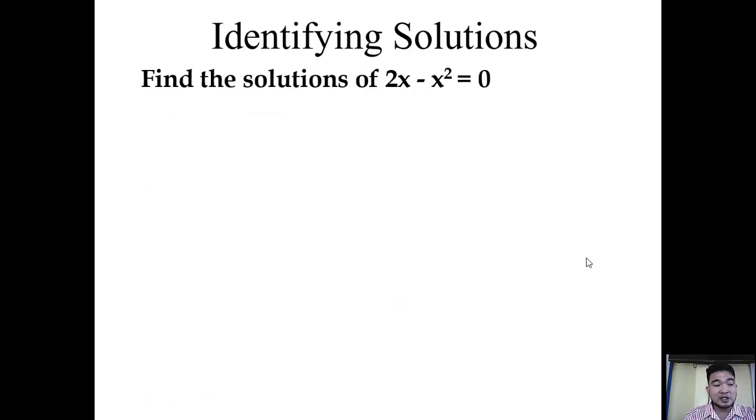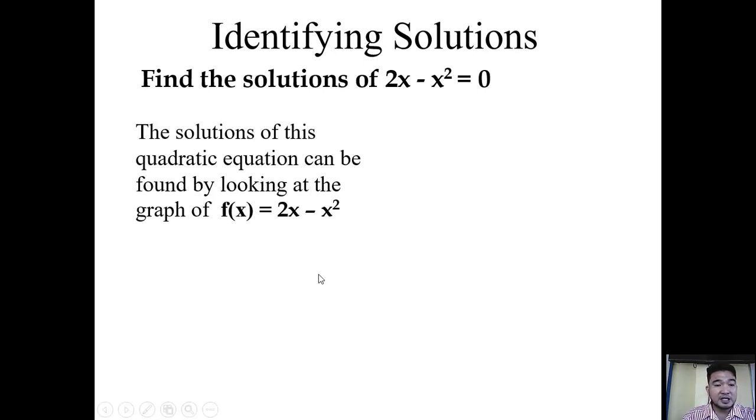Okay, so let us dig deeper into identifying solutions. Find the solutions of 2x minus x squared equals 0. So we may use factoring here, correct? The solution of this quadratic equation can be found by looking at the graph of the function f of x equals 2x minus x squared. This f of x, meaning function of x, is equal to y. F of x or y, they are just the same because y is a function of x.